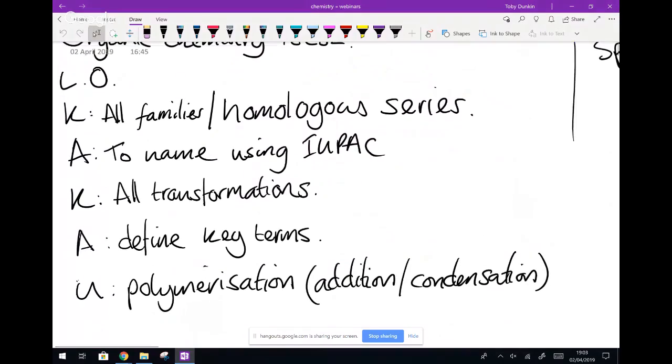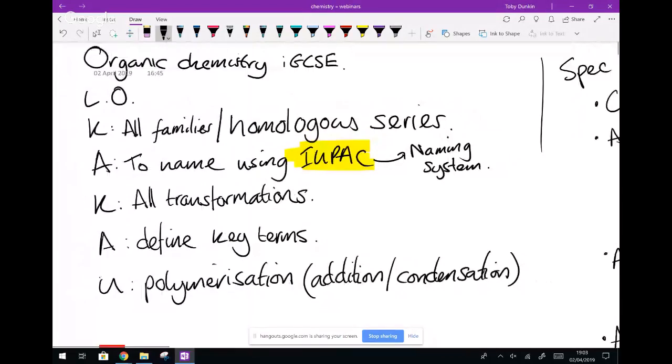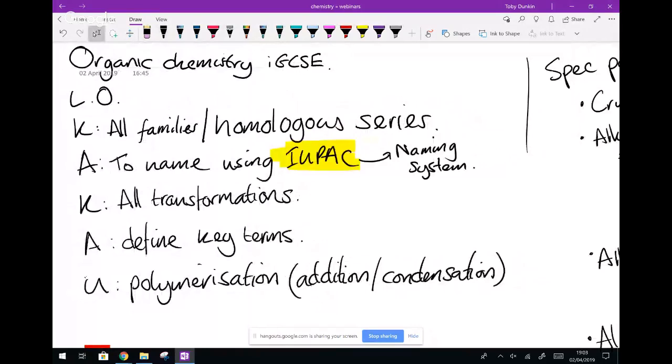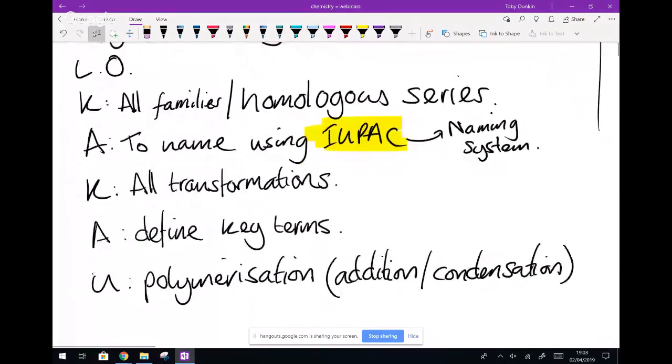Next thing, I want you guys to be able to use IUPAC, which is the naming system developed by chemists to name relatively small alkanes and other family members, and multiple families. So I need you to be able to apply your understanding of IUPAC to name simple compounds up to, now your specification says six, but I'm going to go up to 10. It's no different going from six to 10, and you'll understand why from your lessons.